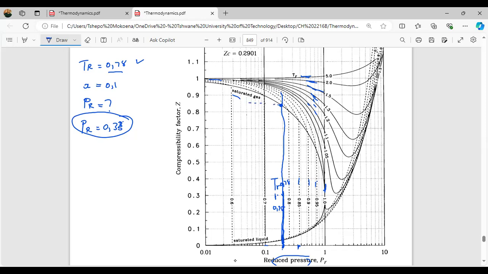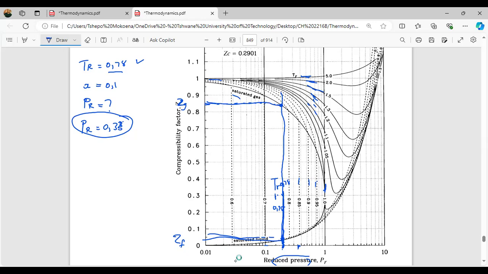So here we're gonna have the Z. Even this side, we're gonna have the Z. But this Z over here, it's close to saturated liquid, meaning it's gonna be Z of the fluid. And then here, because it is on the saturated vapor line, therefore it's gonna be Z of the vapor or gas. So what is the numerical value of this Z over here?